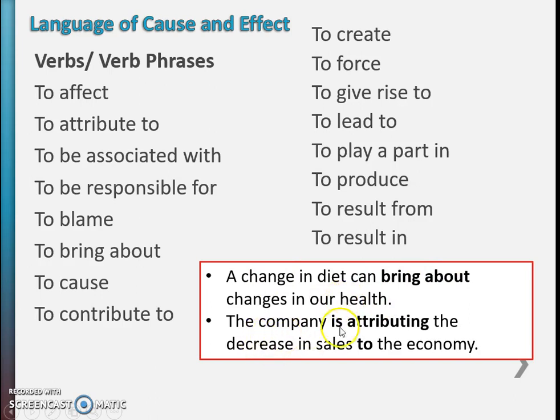The company is attributing the decrease in sales to the economy. So we have to look and say, what's the effect? Decrease in sales. What caused it? The economy. And the company is saying the economy caused the decrease in sales.